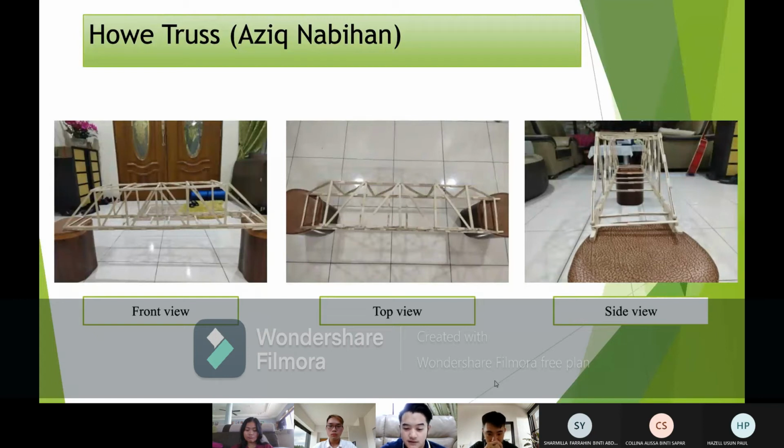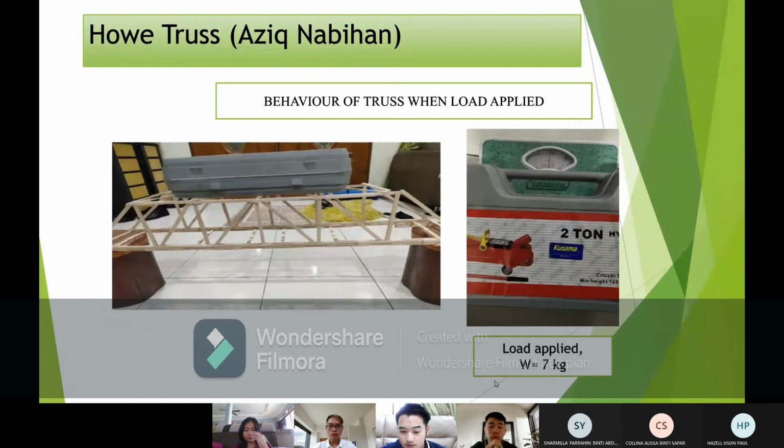The behavior of truss under load applied changes when the weight is 7 kilo. So the diagonal members in our truss bridge are in compression while the vertical members are in tension. Thank you very much. That's all from me.